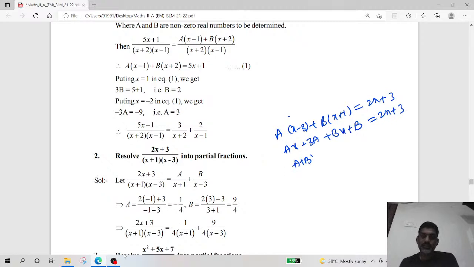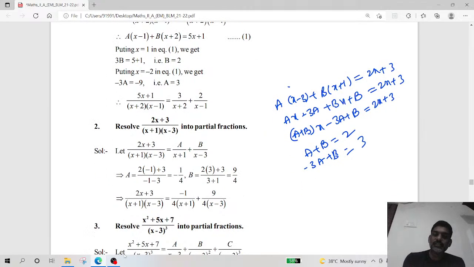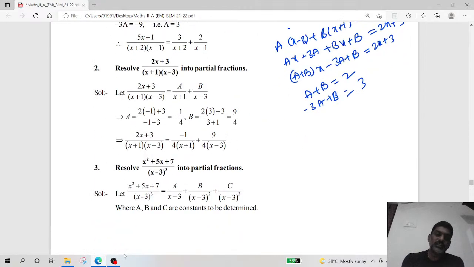So (a plus b) times x minus (3a plus b) is equal to 2x plus 3, where a plus b is 2 and minus 3a plus b is 3. Solve these two, then you can get the a and b values. If you have a doubt about why to substitute x values, we can do it like this also, or else by taking x equal to 0 or x equal to 1, then also we can get it.